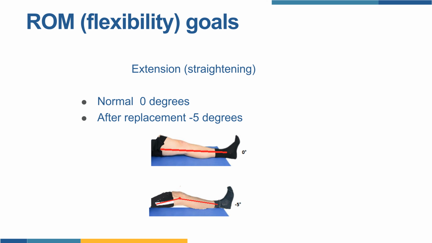Extension or straightening of the knee is to 0 degrees in a normal knee. The goal in physiotherapy is to get to -5 degrees or better. This means that if you were lying in bed, there would only be about 2 centimeters of space between the back of your knee and the bed. When these range of motion goals are met, you will have completed your physiotherapy program and you will continue your home exercises on your own.